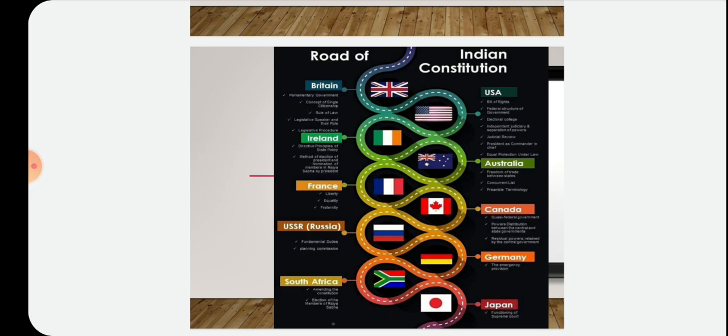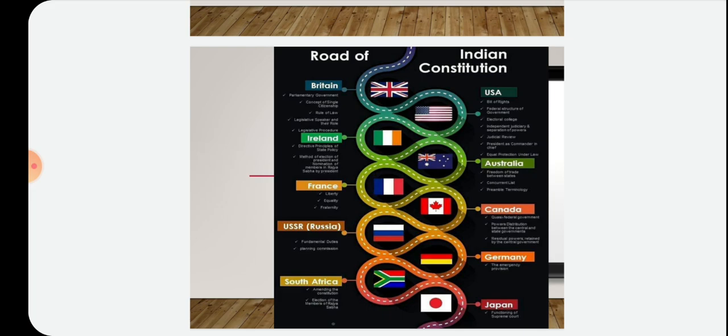Besides this, we have also borrowed judicial review. Like, if the High Court has failed to deliver a verdict in your favor, then you have the right to approach the Supreme Court of India. This is what you understand by judicial review.